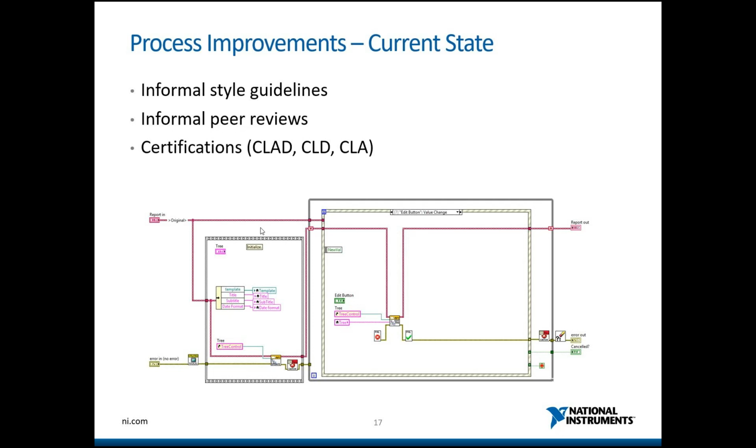But if you compare this block diagram down here to the one on the previous slide of the spaghetti code, it's much easier to get an idea of what's going on here. And we did that by having some informal style guidelines. We all read the Blue Me style book and just kind of agreed. We didn't formally write it down, but we're like, okay, we're going to try to follow this. We started doing peer reviews where we actually looked at each other's code and would ask each other questions to help for things. And we started getting certified.